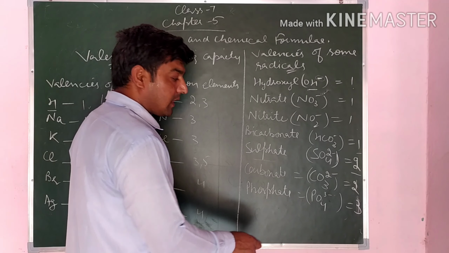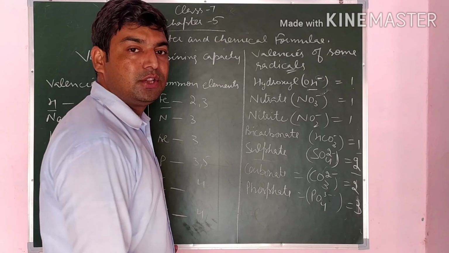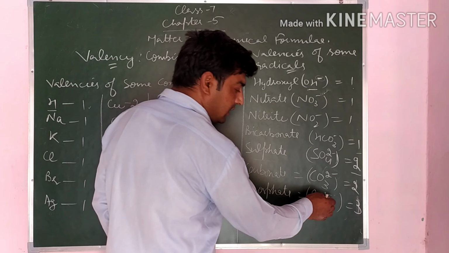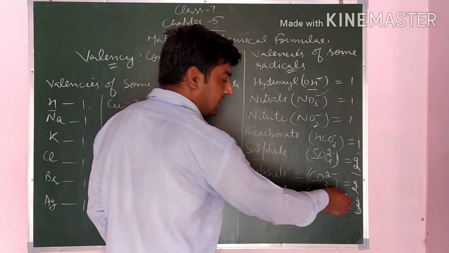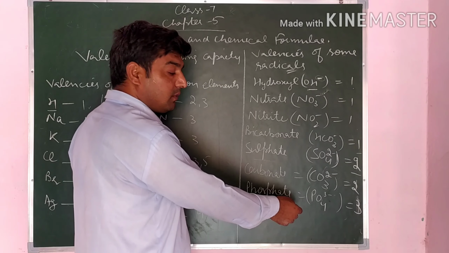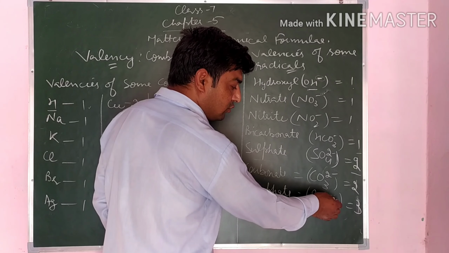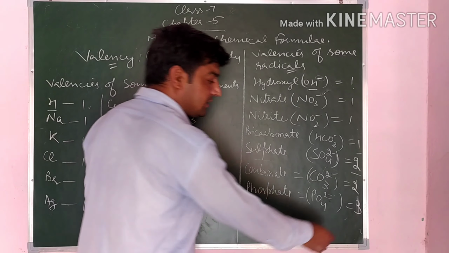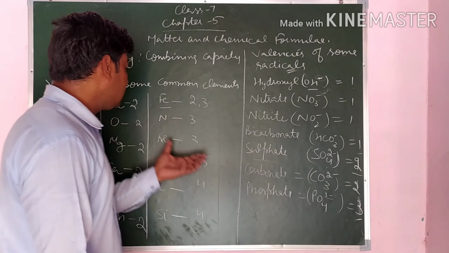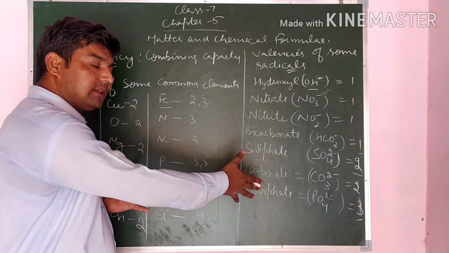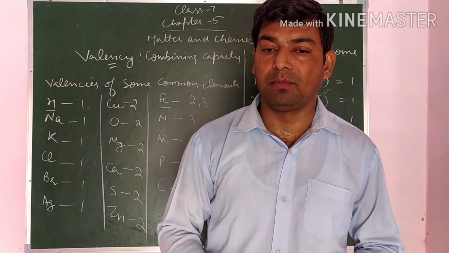The valency is the number that is written here in the superscript. So in the superscript of carbonate we have 2, so the valency of carbonate is 2. The formula of carbonate is CO3. Next, phosphate PO4. In the superscript we have 3 negative, so its valency is 3. So these are some radicals and these are some elements. By using these radicals and elements we can write a chemical formula.